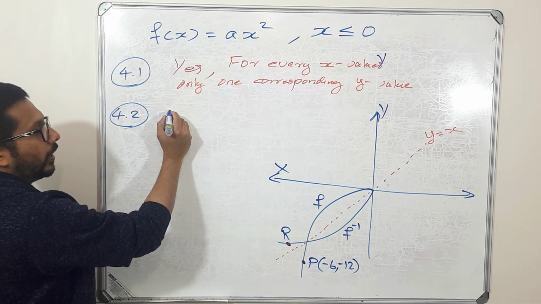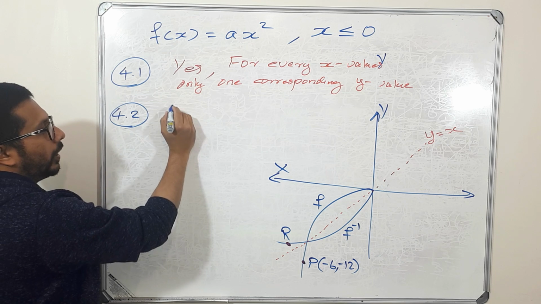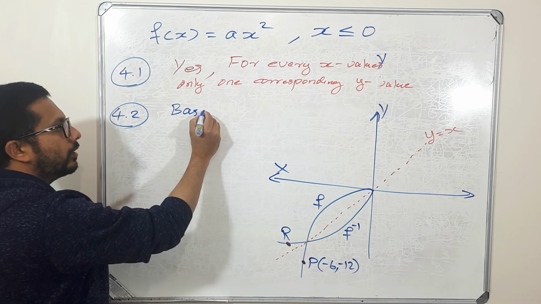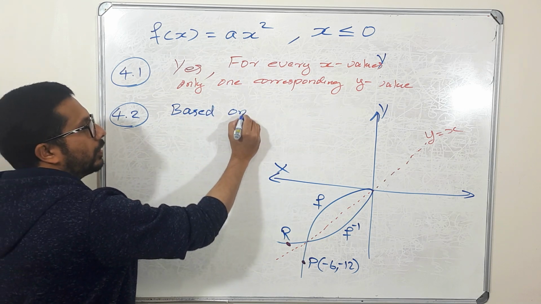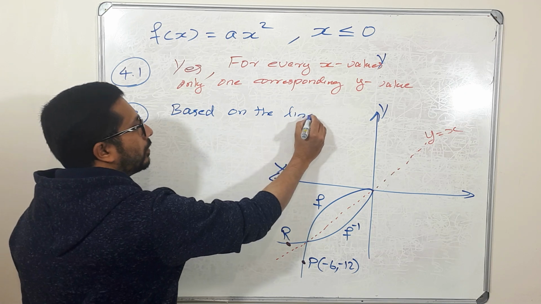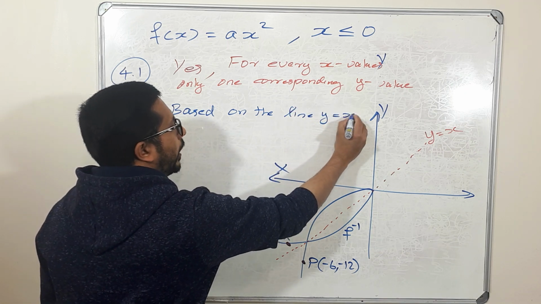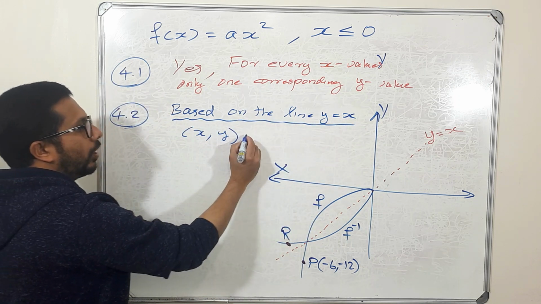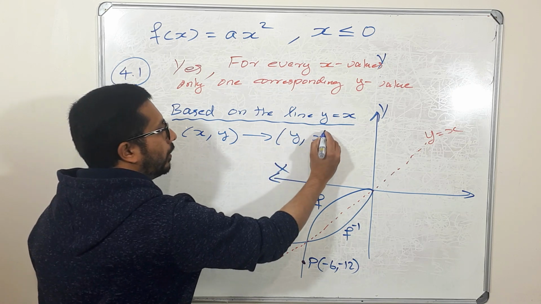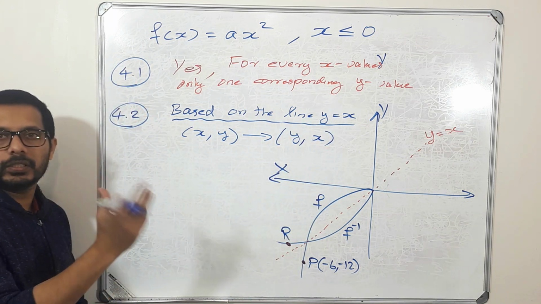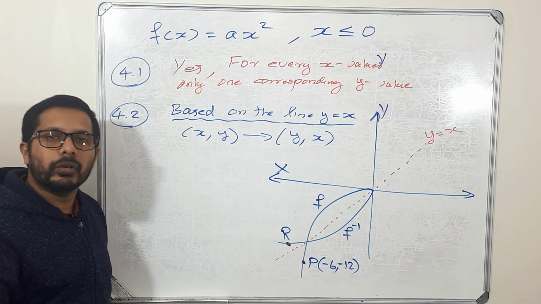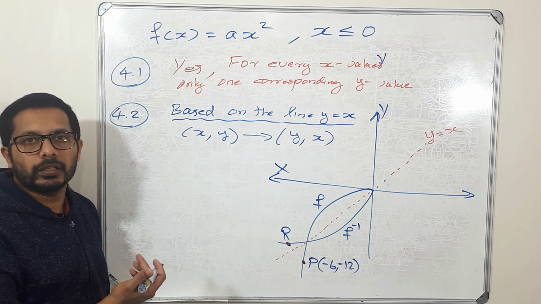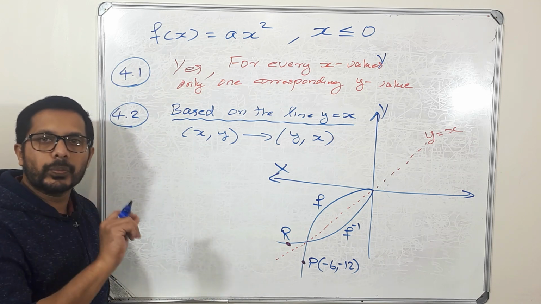If the reflection is based on the line, you don't want to write like this in your exam, okay, this one is just for you to understand. If the reflection is based on the line y is equal to x, what you are supposed to do? x comma y, you have to write it as y comma x. That means you have to swap it around, just like f inverse. You know, f inverse also we are going to do that type of question, okay. So f inverse also we are doing the same thing. If you want to find f inverse, you swap x and y.